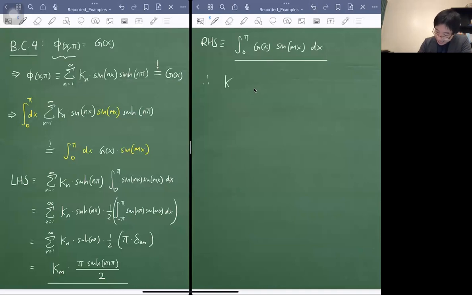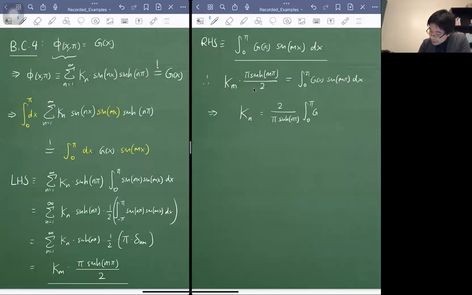So therefore, k_m times pi sinh(m pi over 2), we want it to equal to this. That's completely fine, which means k is 2 over pi sinh(n pi). So I'm just going to replace all the m's with n's because it's a dummy variable. It doesn't really matter which one we call it. Oh, this is x. And we later on need the k_n anyway in the phi. So let's put it preemptively as k_n.